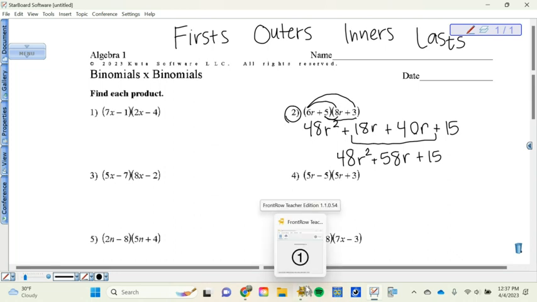This is going to be the standard format when you have two binomials that look like this. I've got a term with a variable and a constant term. Term with a variable, constant term. When I multiply two binomials like this, I'm going to end up with a squared term, a regular variable term, and then a constant term. The 48r squared, that first part comes from first times first. The middle term comes from combining the outers and the inners. And then the final term comes from your last times last.